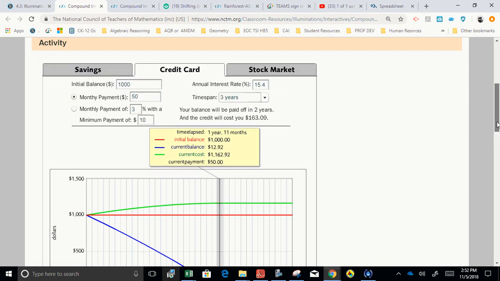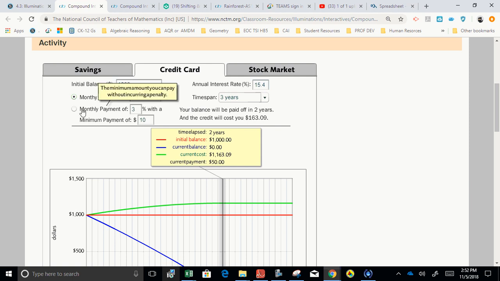How much did it cost? You'll be paid off in 2 years, so I guess I have to go one more month. It'll be exactly 2 years right there. My initial balance was $1,000. My current balance is $0. My current cost is $1,163. So how much did it cost me? For $1,000, how much did $1,000 cost me? $163.09, right?